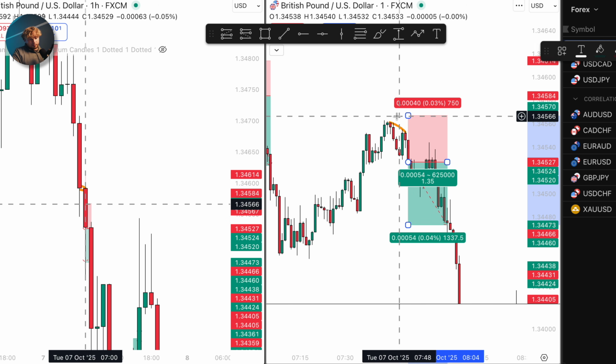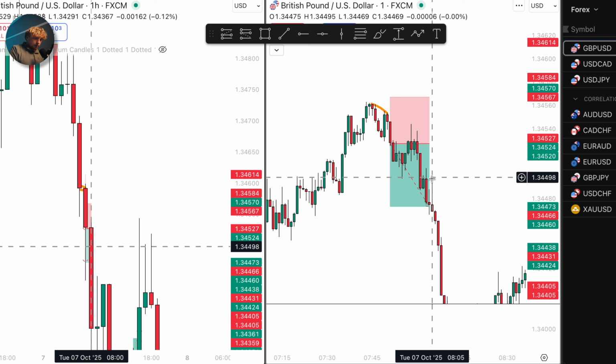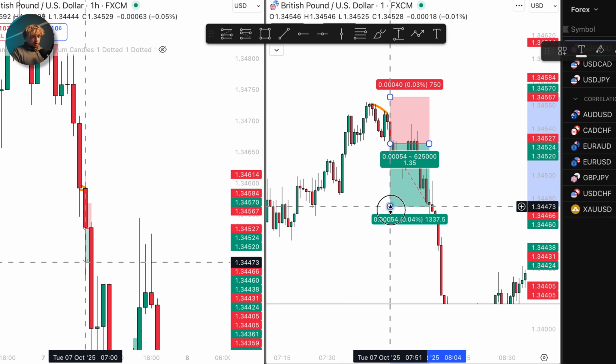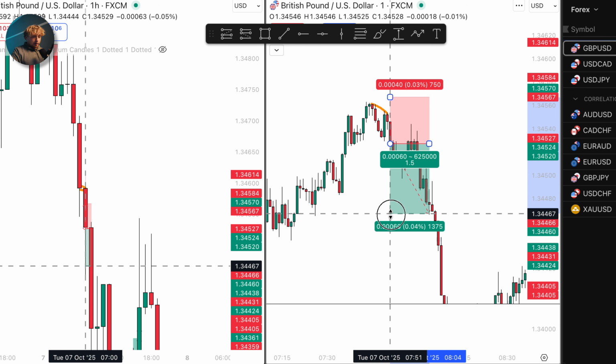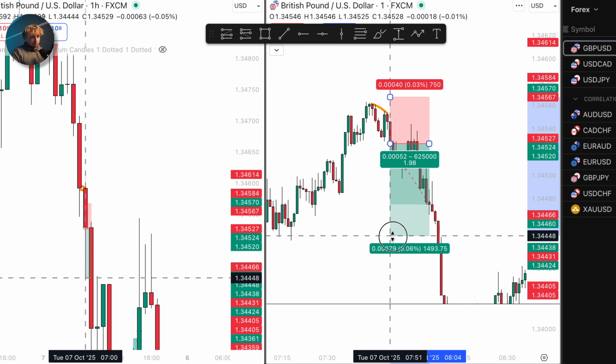We could have had a 4 pip stop loss this time, so I like to use half and whole numbers. 4, 4.5, 5, 5.5, all the way up to a maximum of 10. And I also use a minimum stop loss of 2. And that would have been a winning trade.